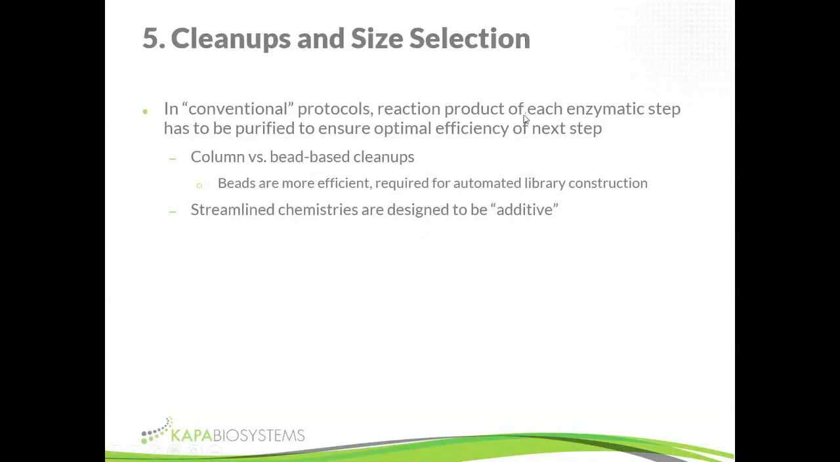The older protocols used columns, and these are pretty much the same sort of columns used for PCR purifications and cleanups. This has pretty much all moved to bead-based cleanups now, just because beads are easier to use and they're easier to automate. It's very hard, probably impossible, on most off-the-shelf liquid handling systems to use columns. And so everyone is used to using SPRI beads or AMPure XP reagent that's provided by Beckman Coulter.